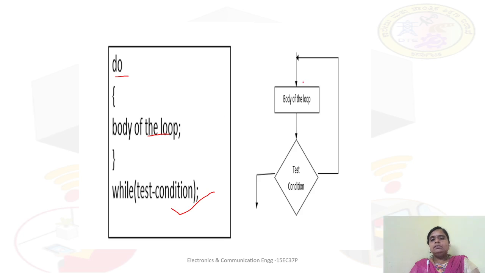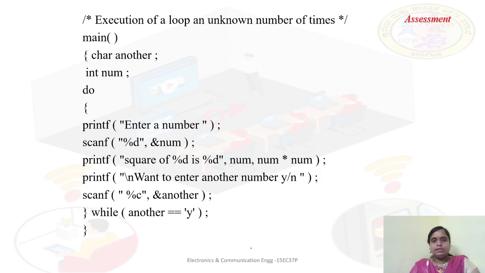So here is the flow chart. First you enter into the body of the loop, then you test your condition. If it is true, again it goes to the body of the loop. If it is false, it comes out of your do while statement.